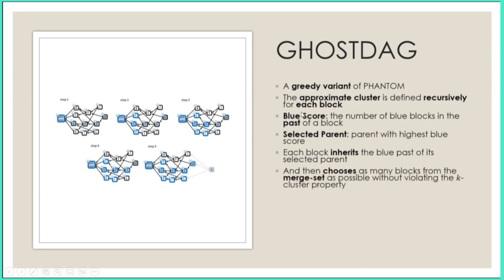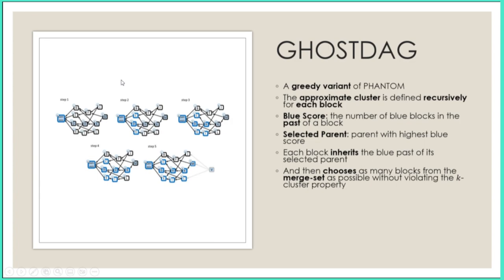And now each block inherits the blue set of the selected parent. And then they only go over the blocks they know that are not in the past of the selected parent and choose blocks from there. How do they do it? Again, it doesn't matter as long as everyone does it the same. And they try to pick as many blocks as possible without violating the K-cluster property.